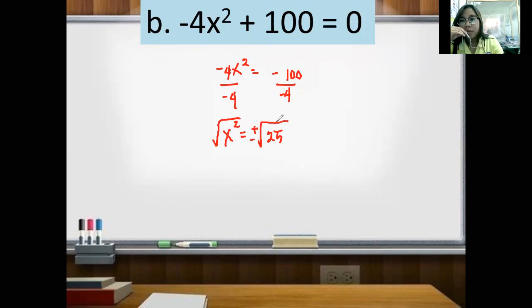Okay, now just like what we did a while ago, let's extract this equation. The square root of x squared is equal to x, or you can cancel it out, is equal to positive and negative... what is the square root of 25? Okay, very good. The square root of 25 is 5. All right. So now the value of x is positive and negative 5. So this is now the roots of negative 4x squared plus 100, or what we call the solution of the equation. Okay, nakaka-follow po ang lahat.